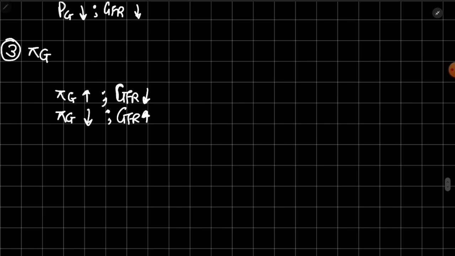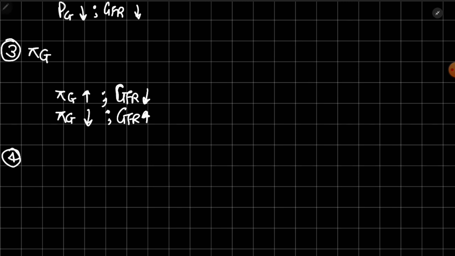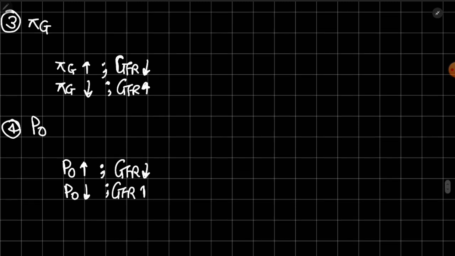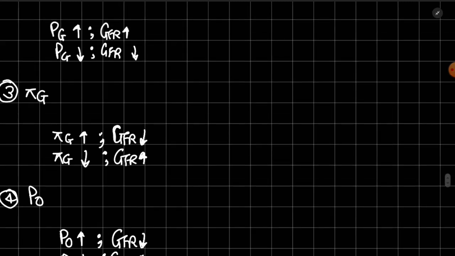Now the third pressure is the glomerular capillary colloidal osmotic pressure. It is directed away from the Bowman's capsule. So if the glomerular capillary oncotic pressure, or colloidal osmotic pressure, increases, the GFR will automatically decrease, and if the capillary oncotic pressure decreases, the GFR increases. So we have completed the three pressures.